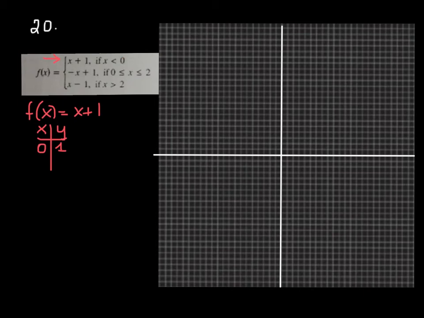And if I plug that in, I get 1. Less than 0, I'm going to go to negative 1 and I get 0. Negative 2 and I get negative 1.